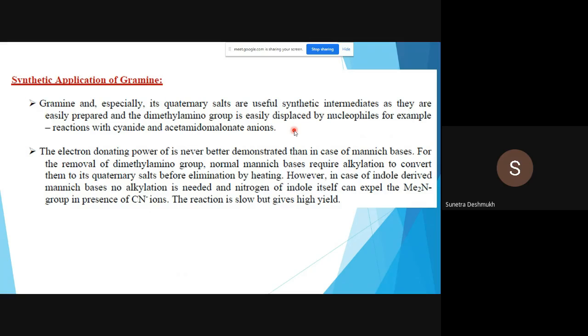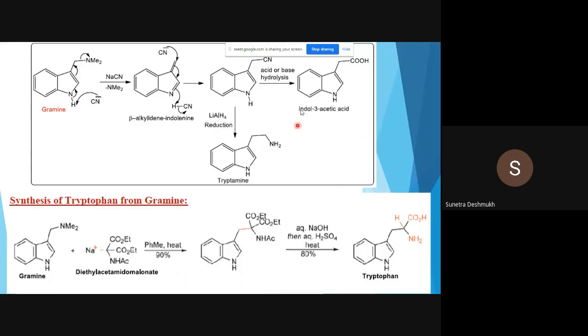The electron donating power is never better demonstrated than in the case of the Mannich base. For the removal of the dimethylamino group, normal Mannich bases require alkylation to convert them to the quaternary salt before elimination by heating. However, in the case of indole derived Mannich bases, no alkylation is needed, and the nitrogen of indole itself can expel the dimethylamino group in the presence of cyanide ion. The reaction is slow but gives high yield. We'll see now what they wanted to show here.